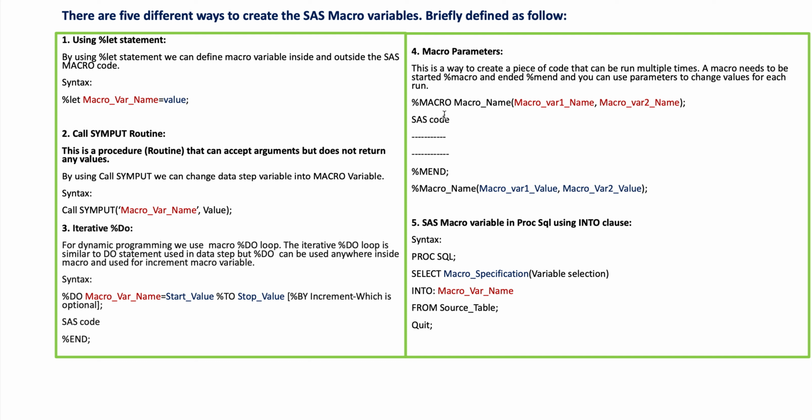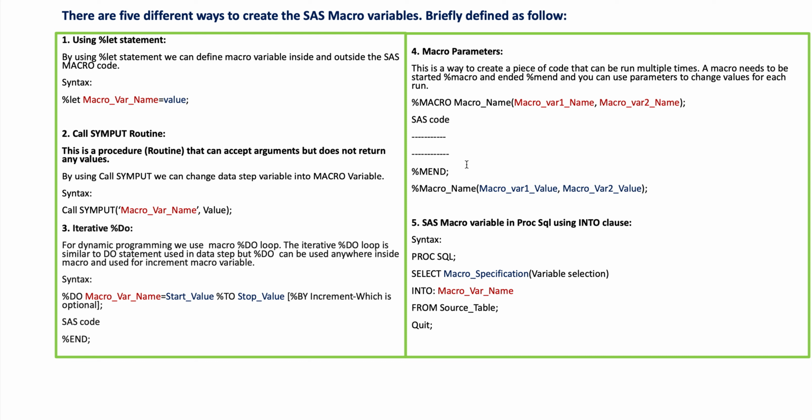Here, %macro, this is the starting point, %macro macro_name, that is the name of the macro. And inside the parentheses, we provide the macro variable name. Suppose we are going to provide here 2 macro variables, macro_var1_name and macro_var2_name. These are the 2 variables. After then we have SAS code.